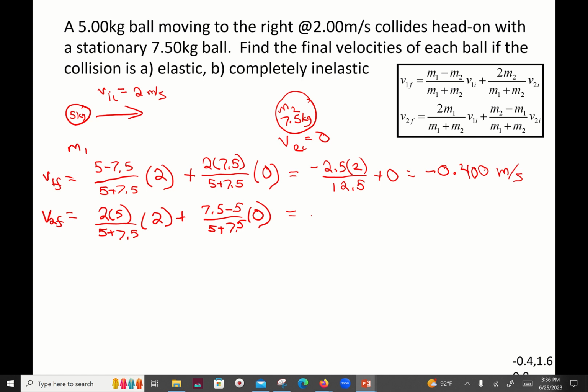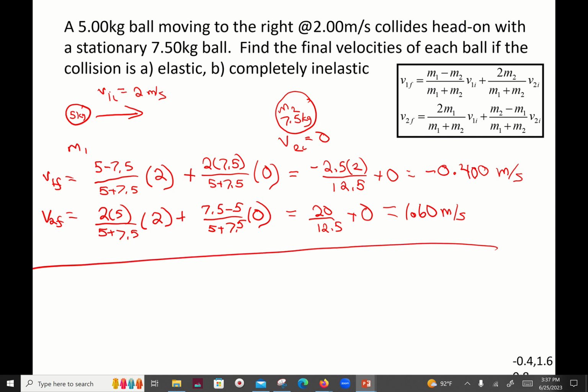So that's going to give me 2 times 5 times 2, that's 20, over 5 plus 7.5, 12.5, plus 0. Again, anything times 0 is 0. So that gives me 1.60 meters per second. And again, that's 3 significant figures because everything was given to me with 3 significant figures. So that's the answer to part A. If it's elastic, then I'm going to use those equations.